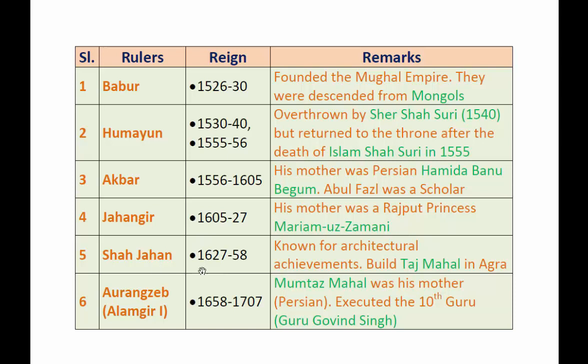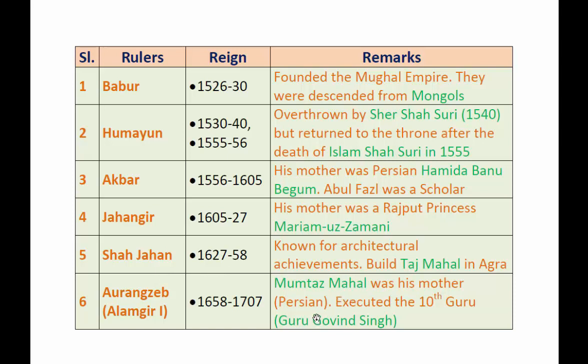Shah Jahan was known for his architectural achievements, and you might have heard of the Taj Mahal, which is in Agra. It was built by Shah Jahan. And the last important ruler of the Mughals was Aurangzeb, who was also known as Alamgir I. Aurangzeb was born to Mumtaz Mahal, in whose memory Shah Jahan built the Taj Mahal. She was the mother of Aurangzeb, and she was basically a Persian.